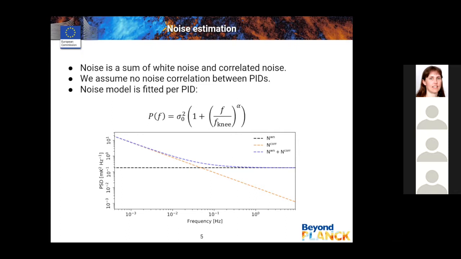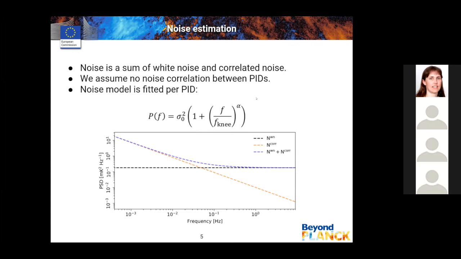We estimate the noise by assuming it's a sum of white noise and correlated noise. We assume that there is no correlation between PIDs. So once the instrument has readjusted, we assume that those two are essentially independent samples. But for each PID, we fit a noise model, which looks like this. This is the white noise part, the sigma 0 squared, and then this part is the correlated noise 1/f model. So for each PID we fit three parameters: alpha, f_knee, and sigma 0. And then a typical noise spectrum will look something like this, or this is the model that we expect.